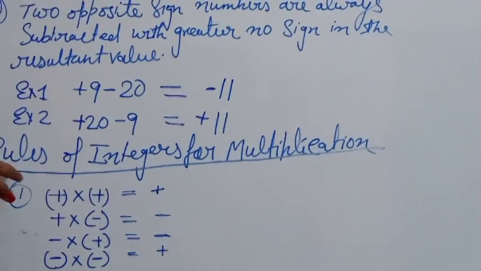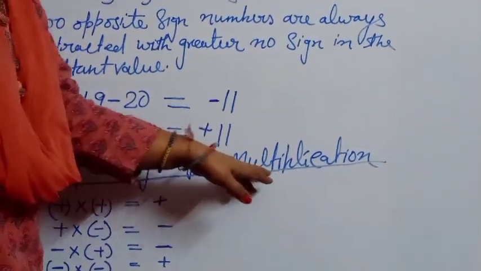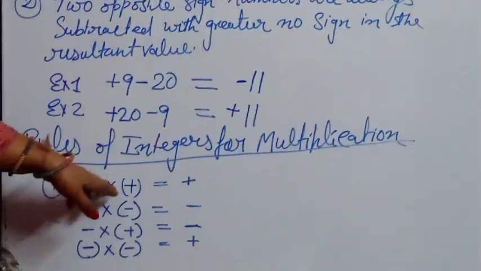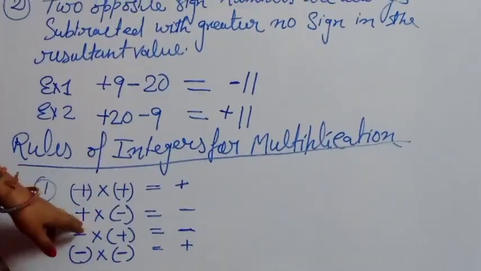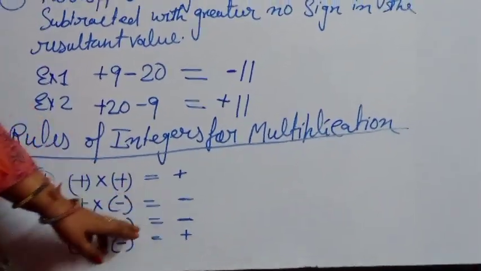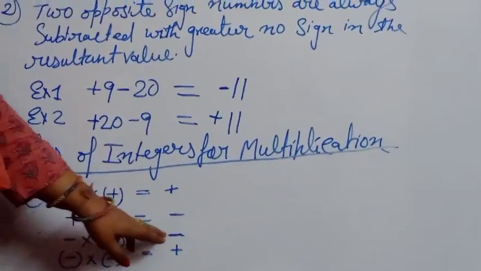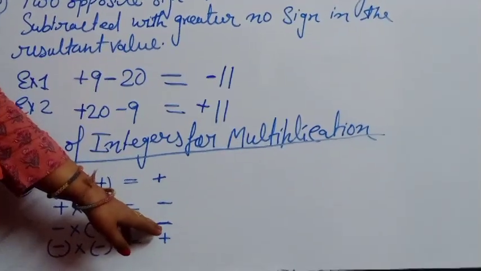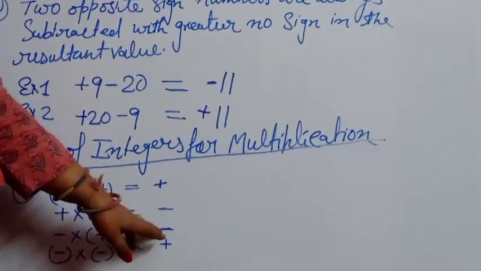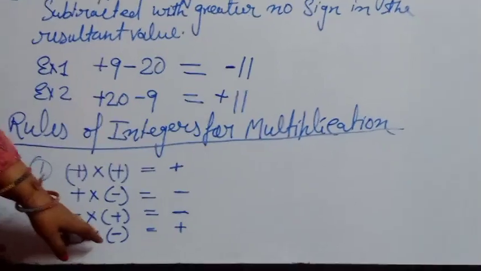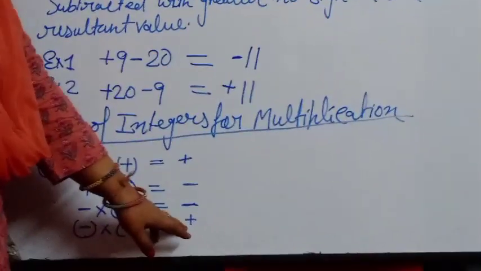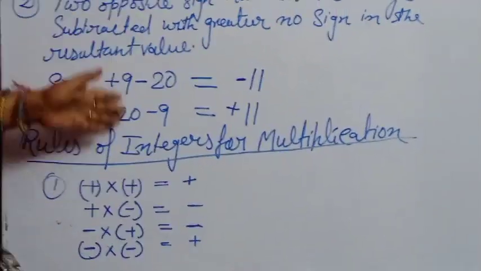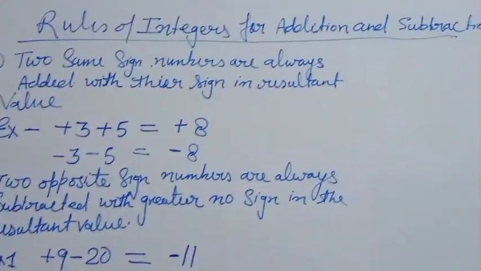See beta, now see the rules of integers for multiplication. Plus into plus, always plus. Plus into minus, minus. Minus into plus, also minus. By mistake I have written plus at that time, so do the correction there. And minus into minus, always plus. These are the important rules for the integers.